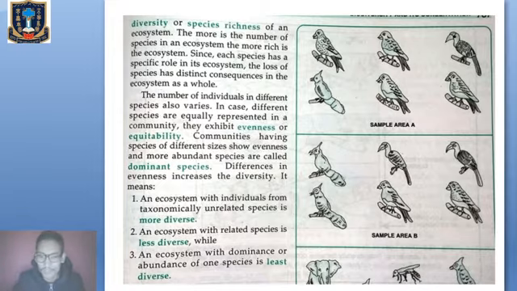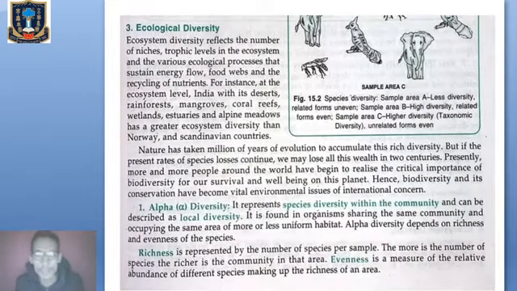Now the next one, ecological diversity, which reflects the number of niches and trophic levels in the ecosystem, where there will be flow of energy, where there will be the food web, where there will be cycling of nutrients. That is called ecological diversity, which will reflect the number of species and number of niches, because niches will be occupied by more than one species, and there will be the flow of energy, the food web, and recycling of nutrients. This represents our ecological diversity.